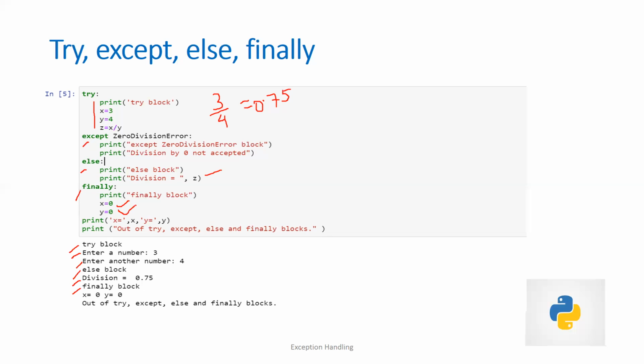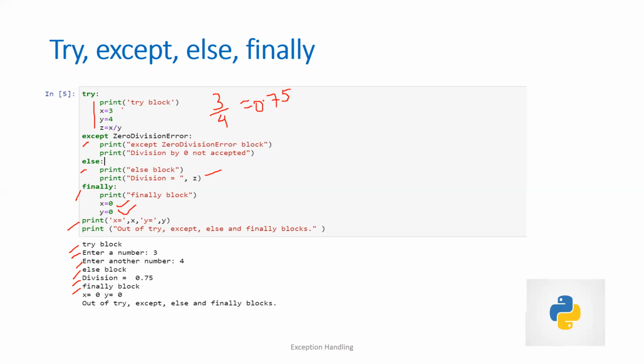That means I override the x and y values, and then I am trying to print after all these blocks. I have moved outside of the try except block. Here x equals the x value and y equals the y value, and I get the new x and y values. Then I am out of the try, except, else and finally blocks. Okay.